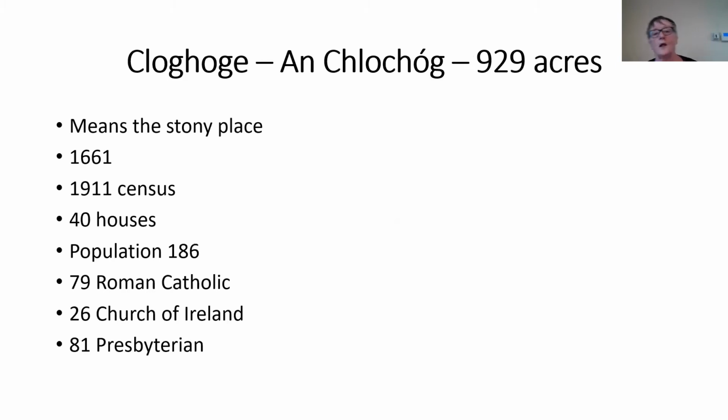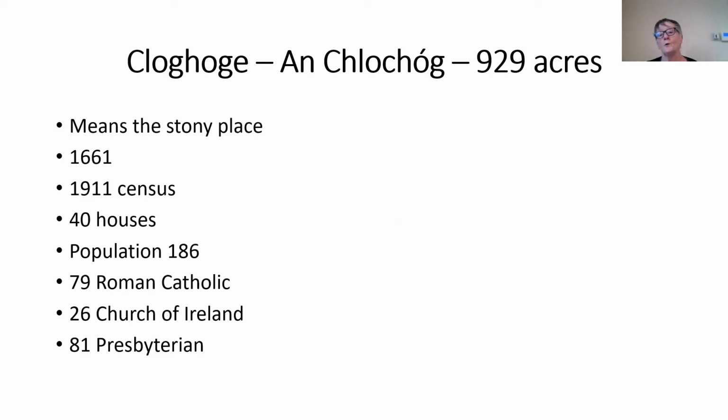The townland of Clog. Now, this is a big townland. Again, you can see the prefix on within it, meaning stony. So it means the stony place, 929 acres, which is a substantial townland. On the maps in 1661 and in the 1911 census had 40 houses with a population of 186.